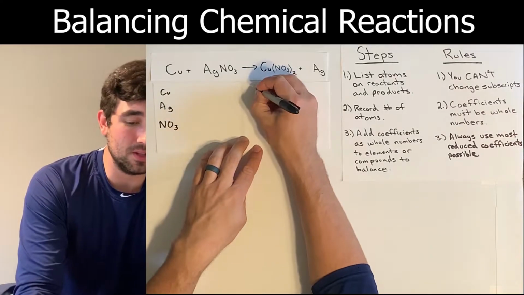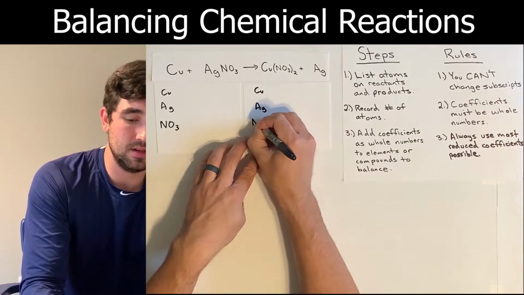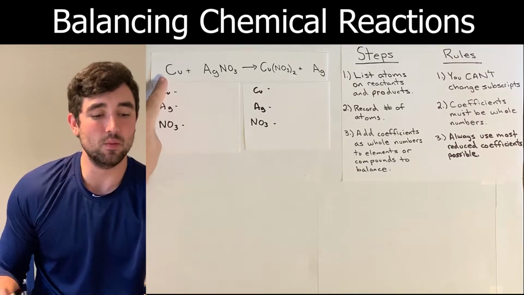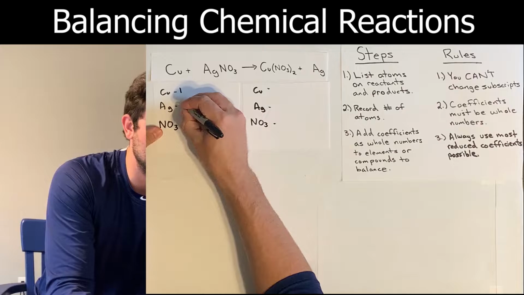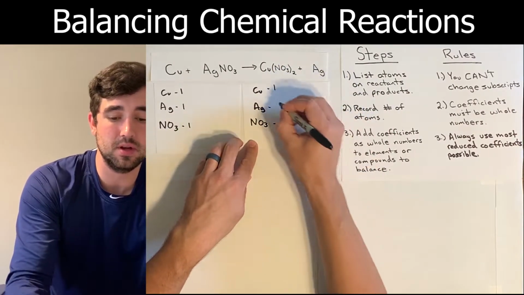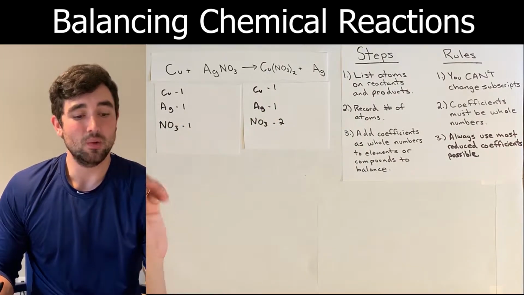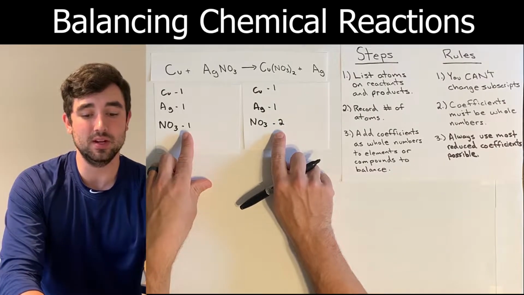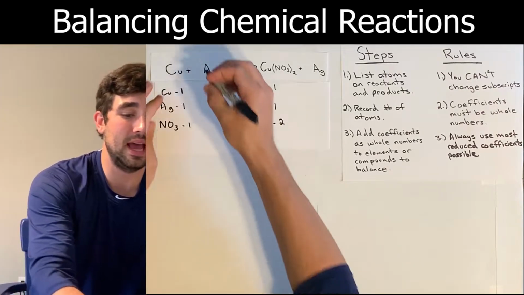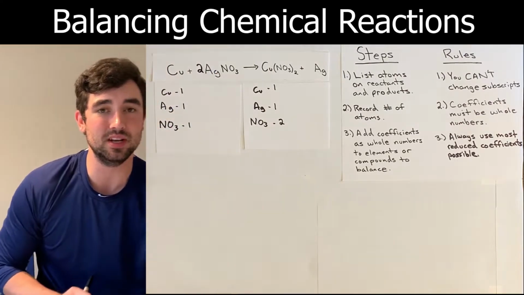On our right side, we also had copper, silver, and nitrate. The next step is to list how many of each of these atoms that we have. We have one copper on the reactants, one silver, and one nitrate. On our products, we had one copper, one silver, and we had 2 nitrates. Well, we have a disparity here between our nitrates, so we have to make the reactants match the products. So we're going to add a coefficient in front of the entire compound. Again, we can't just insert it in between.